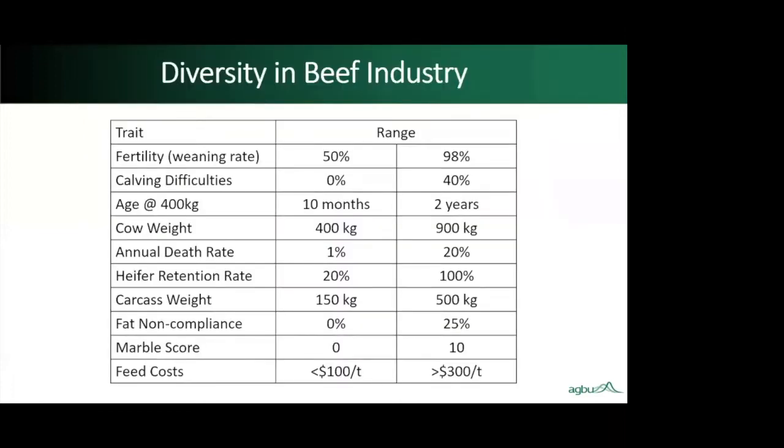I've provided this table to try and demonstrate this diversity in the Australian commercial production environment. You can see here the range for various traits. Ones of particular interest are the differences in fertility rates across the country. Others include the levels of heifer retention rates required to maintain herd sizes. And another one of particular importance is the feed cost variability across the country.